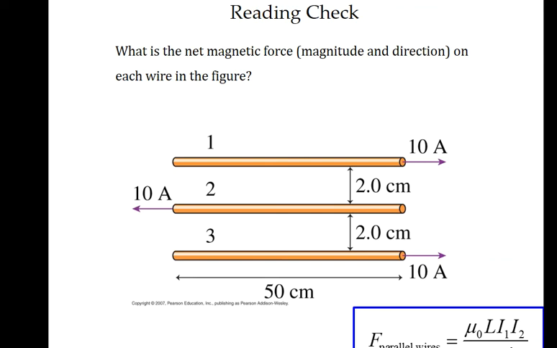And this one is 10 amps going this way. This one is 10 amps going this way. And this one is 10 amps going this way. So they're 50 centimeters here, or in other words 0.5 meters, to put it into SI units, is the total distance across here. And each of them are 2 centimeters apart, in other words 0.02 meters.